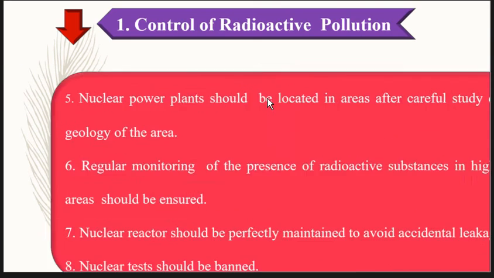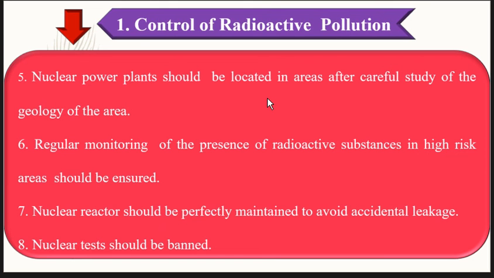Third is preventive measures should be taken so that natural radiation level does not rise above the permissible limits. Next is safety measures should be taken against accidents in nuclear power plants. Next remedy is nuclear power plants should be located in areas after careful study of the geology of the area. Next remedy to control radioactive pollution is regular monitoring of the presence of radioactive substances in high risk areas should be ensured. Next is nuclear reactors should be perfectly maintained to avoid accidental leakage.